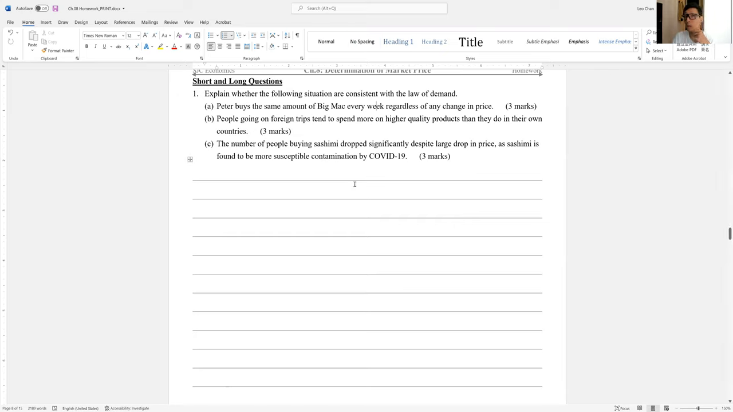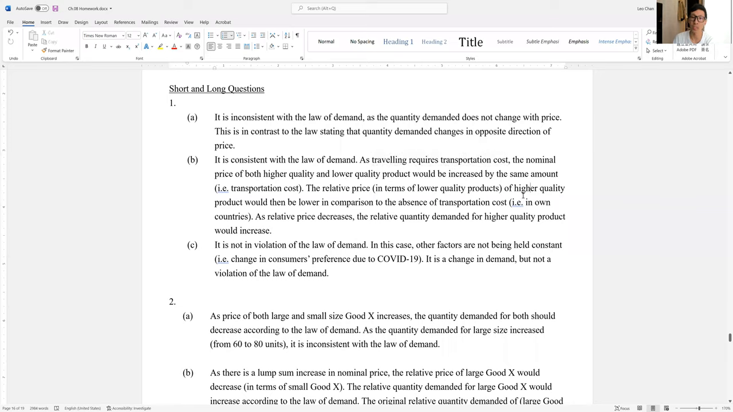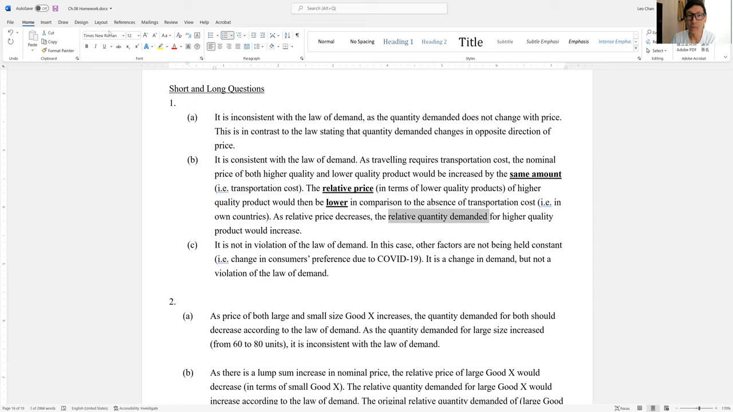你發覺喎，喂，原來去外國咧，通常啲人咧會肯願意使多啲願意去買多啲 higher quality 嘅嘢啊，係咪？去外國買隻 LV 啊咁樣啦，係咪？Why？This is largely due to traveling requires transportation cost. Therefore, the nominal price of both high quality and low quality would be increased by the same amount. 知個好緊要啊，係一個 lump sum。Increase in price for both high quality and low quality. Therefore, the relative price of higher quality would be lower in this sense, leading to relative QD for the higher quality would increase, okay.